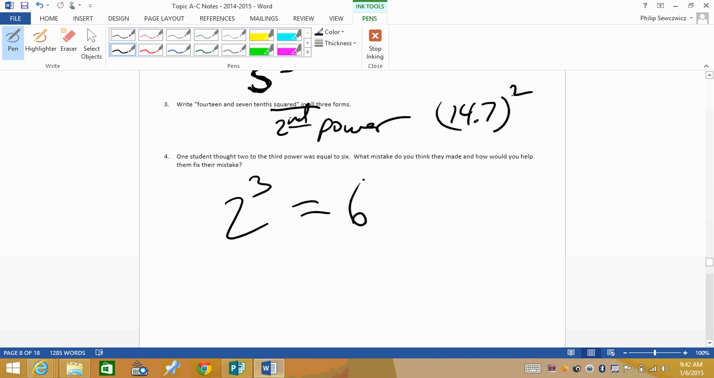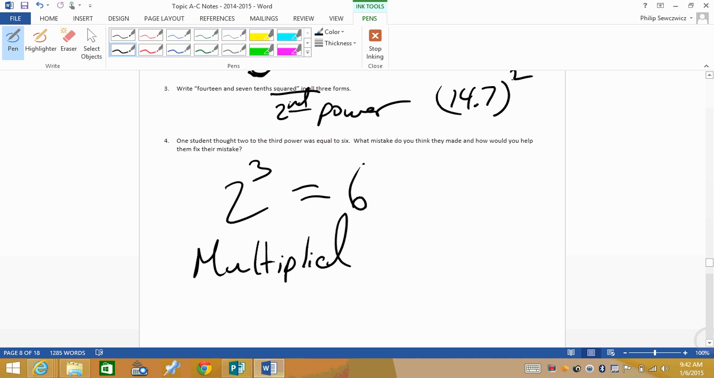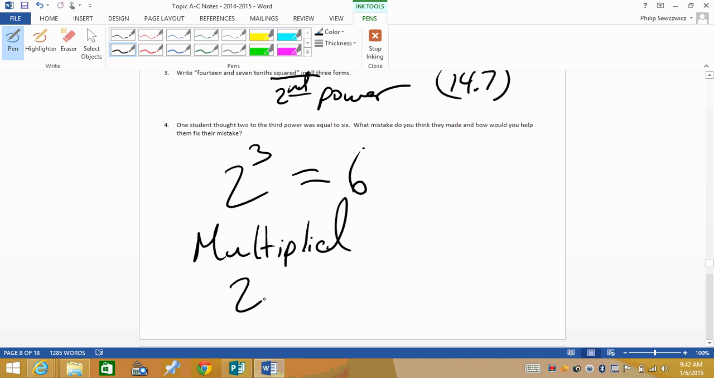But what mistake do you think they made? Well, they probably multiplied, which is a no-no. Now, we are going to have to multiply in here, but remember, it's repeated multiplication, a 2 times a 2 times a 2, which would give us 8. So hopefully you got that. Again, the exponents there hopefully is a little bit of a repeated pattern. And we'll work on this more tomorrow in class.